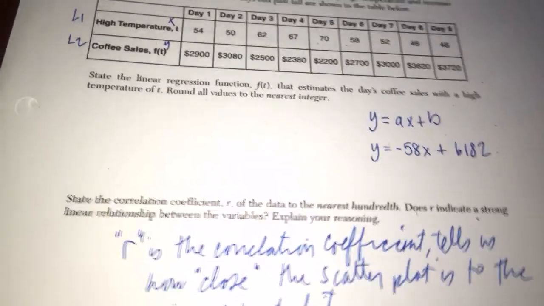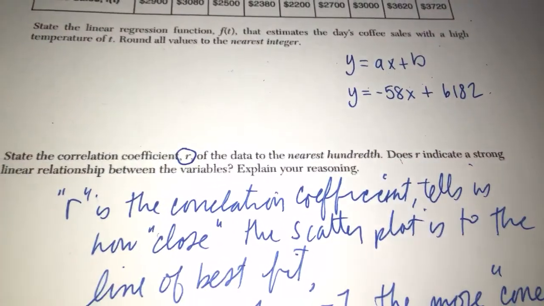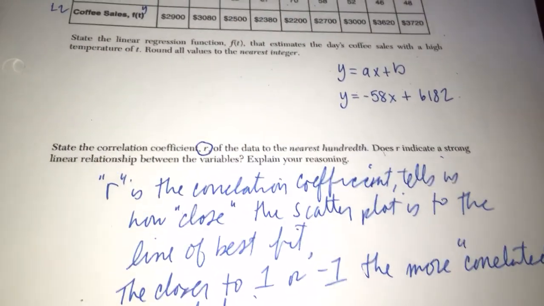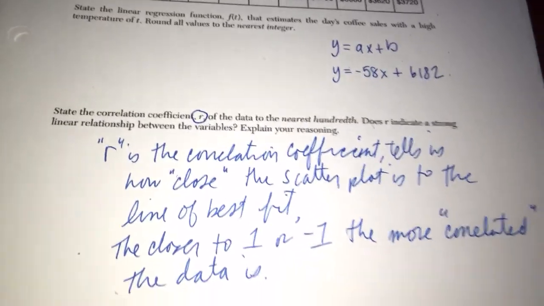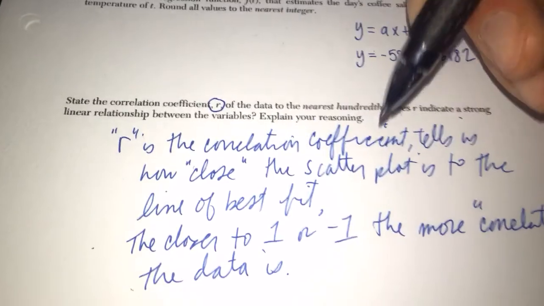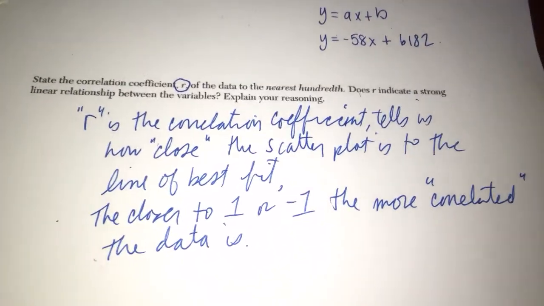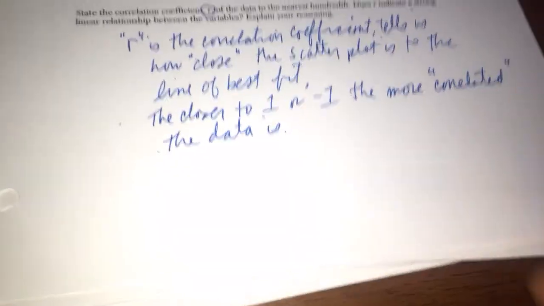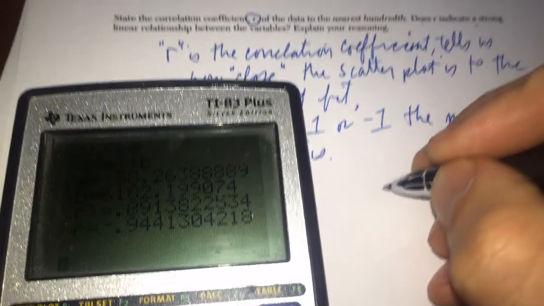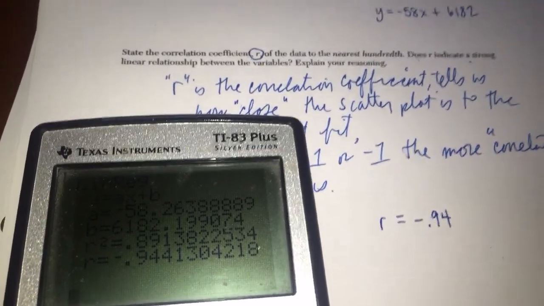The second part says state the correlation coefficient. They even tell you where to look, to the nearest hundredth. Does it indicate a strong relationship between the variables? Explain your reasoning. Well, in general, R is the correlation coefficient. It tells us how close the scatter plot is to the line of best fit. The closer to 1 or negative 1, the more correlated the data is. On our calculator, our R value is negative 0.94, rounded to the nearest hundredth.